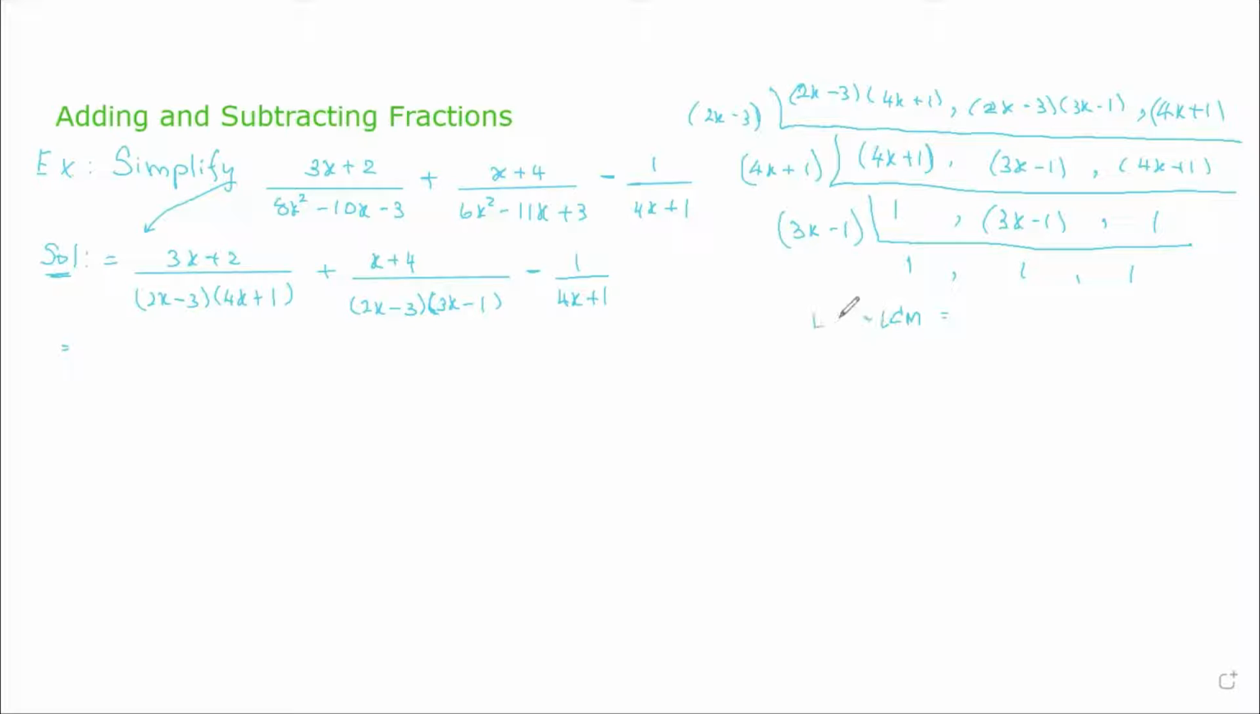Sometimes we call it LCD. LCD, LCM: least common multiple or least common denominator. So we have this bracket times 1. So 2x minus 3 times 4x plus 1 times this one, 3x minus 1. Okay, then this is the LCM. Then we can make the denominators here become equal to the LCM.